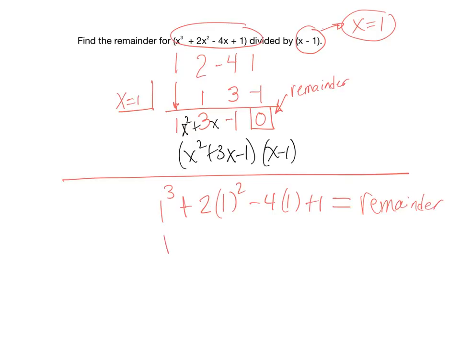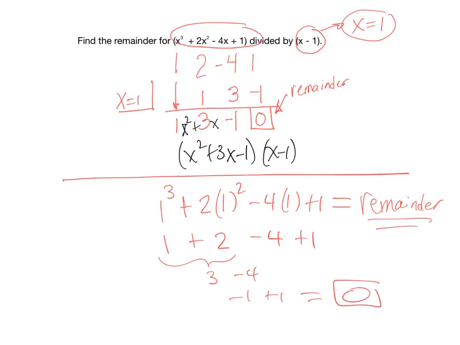So we're going to have 1 cubed is 1, 1 squared is 1 times 2, that's 2, minus 4 times 1 plus 1, and so 1 plus 2, that's 3, minus 4, that's minus 1 plus 1, and the remainder is 0. So it checks out. That is correct. The remainder is 0. Either you can do synthetic division or do direct substitution, plug in x equals 1, and you get the same answer.